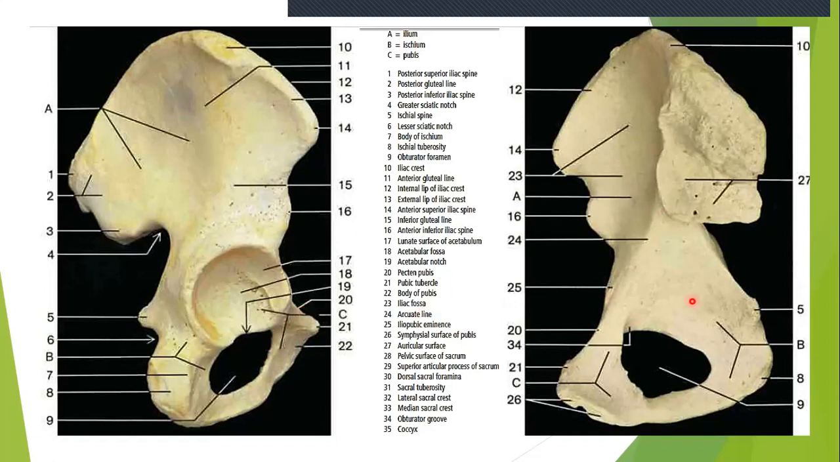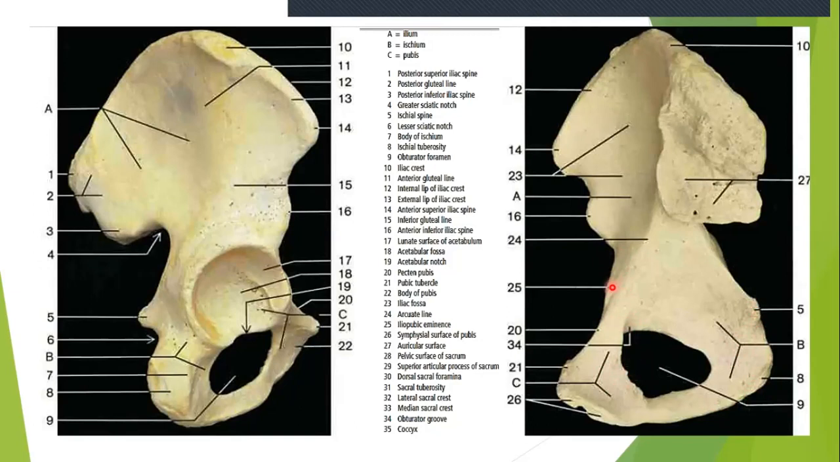Then this is the medial view of the same. This is the auricular surface. Arcuate line over here. This is where the superior pubic ramus meets the ilium, the iliopubic eminence. Then this is the obturator groove. You can see it is a groove. This is the pubis. This is the ilium. This is the ischial spine.